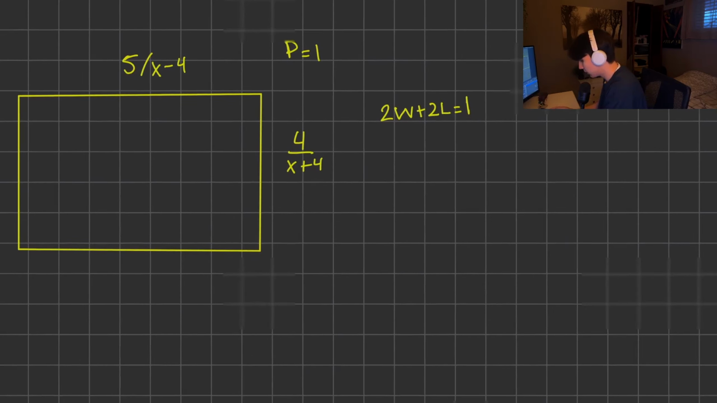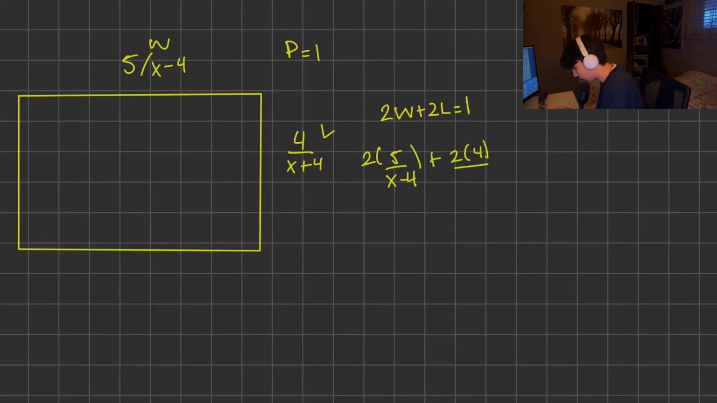So all we have to do is plug in our values. If this is our width and this is our length, we have 2 times 5 over x minus 4 plus 2 times 4 over x plus 4.